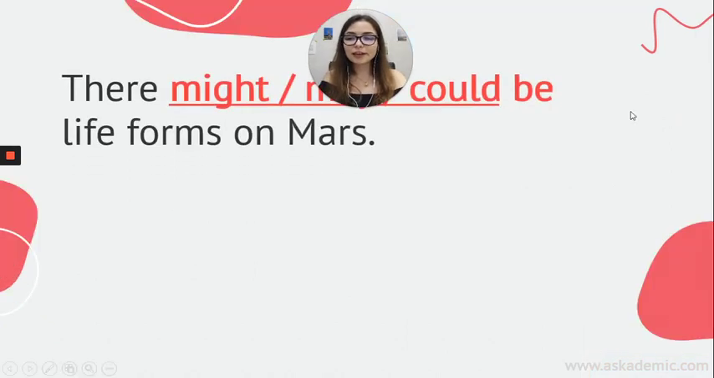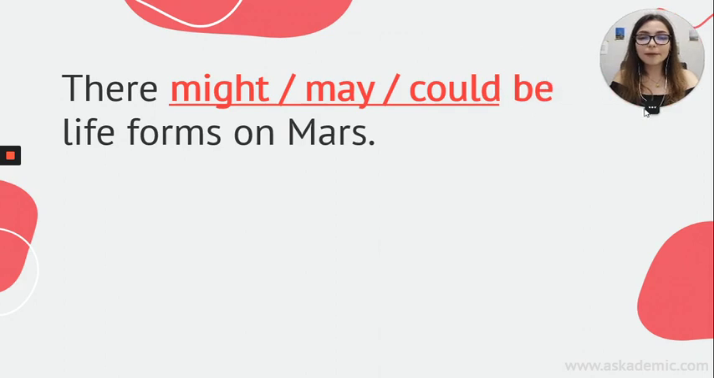The first one is: there might, there may, or there could be life forms on Mars. Here, as you can see, we use the basic form of the verb, be. Here, the verb is be, but if it was something else, we would also be using the basic form. There might be life forms on Mars. They may be or they could be life forms on Mars.